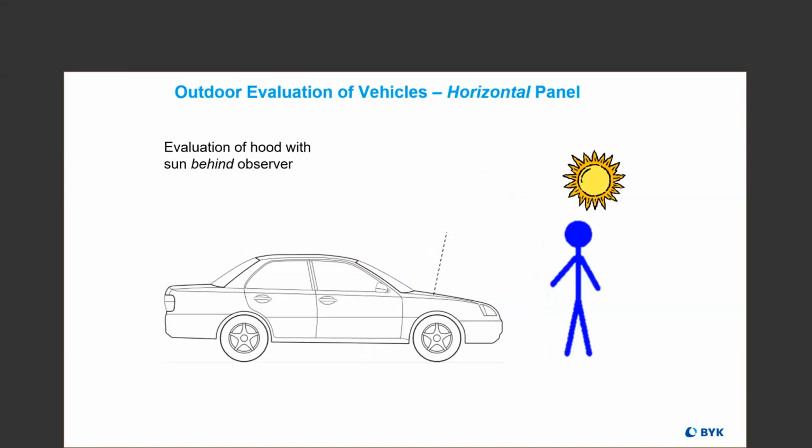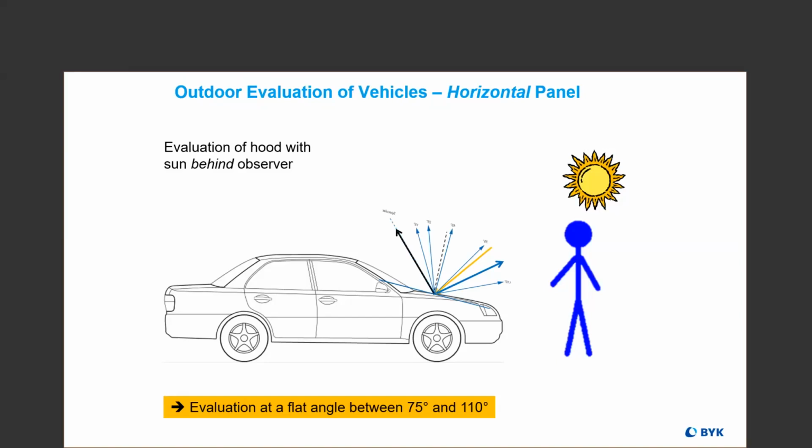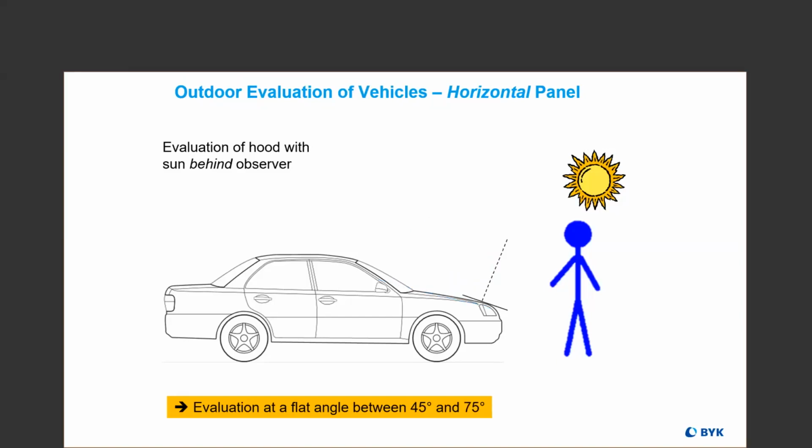So now we have our observer evaluating the hood of a vehicle, so a mostly horizontal surface. In this case, the sun is behind the observer. So the illumination from the sun is hitting that hood. There's our specular angle, and our viewing angle is measured off of that. So in this case, it's going to be a pretty broad viewing angle. We're looking at somewhere between the 75 and the 110-degree mark.